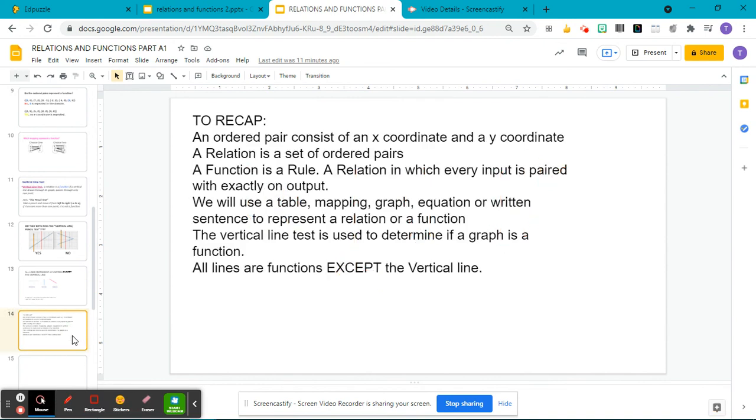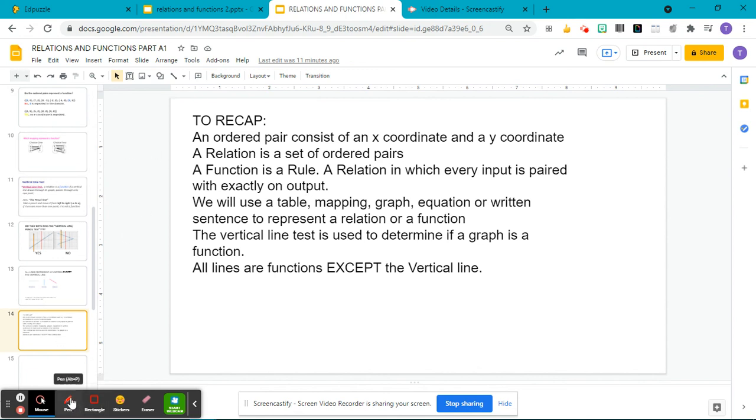So to recap, an ordered pair consists of an x and y coordinate. It has multiple names. The x is the input, the domain, the independent variable, or x coordinate. The y is the output, the range, the dependent variable. A relation is simply a set of ordered pairs. Any set of ordered pairs is a relation. However, to be a function, it has to follow a rule. A relation in which every input is paired with exactly one output.